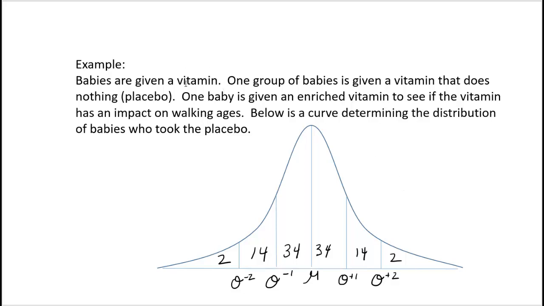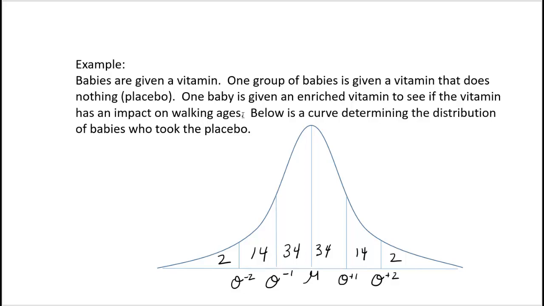Let's say that we have a bunch of babies that are given a vitamin. One group of babies is given a vitamin that does nothing, so the vitamin's a placebo. Of all of those babies, and it doesn't matter how many babies there are, just a lot of them, one baby is given an enriched vitamin to see if the vitamin has an impact on walking ages. So we're going to give one single baby an enriched vitamin to see if its walking age is impacted by it.